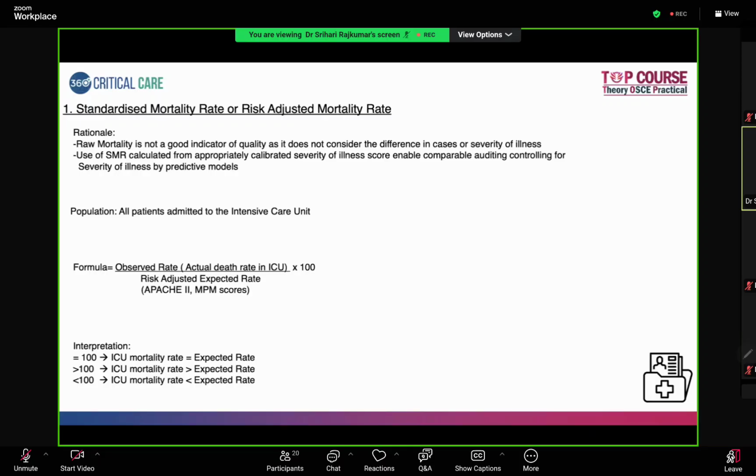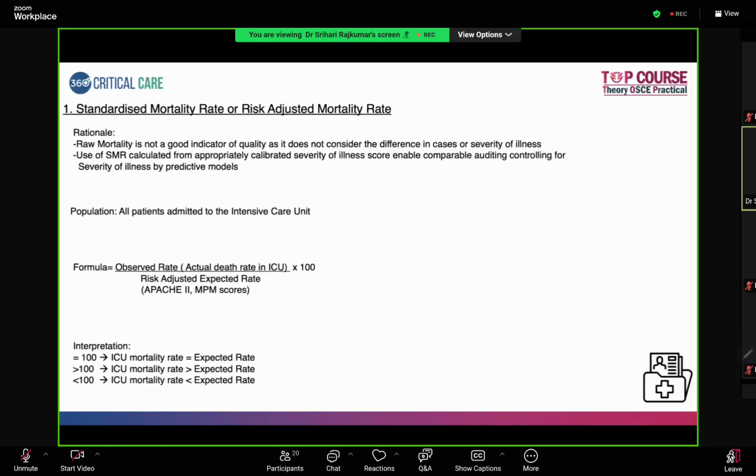So when you use an SMR that is calculated from appropriately calibrated severity of illness scores, it helps to comparably audit the severity of illness predictive models. Simply put, when you use an SMR, you are using your denominator as a risk adjusted validated score. So when you do that, the results are going to be more validated, and you can use it for auditing among various ICUs.